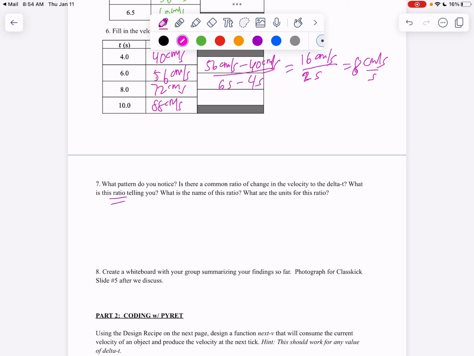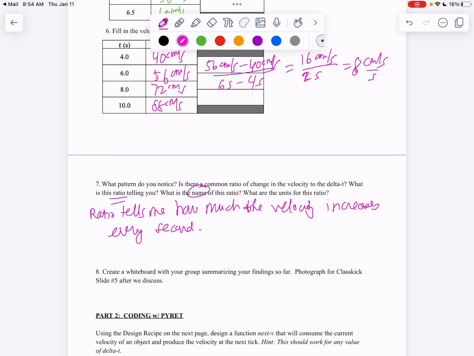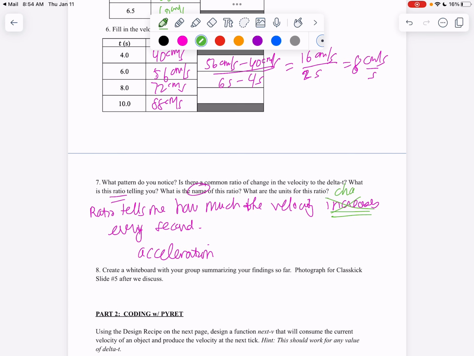Okay? And that ratio tells me how much the velocity increases every second. Okay, right? The name of this ratio, which we'll get to if you do this in class, unless you have a sub, then your teacher can catch it when you get back. The name of this ratio is what we call acceleration. Okay, and acceleration, we think it means the velocity increases, and in this case it does, but really it means changes. Okay, because we're going to get to this a little bit more in 3B, but let's try not to start saying increase. Let's say changes.